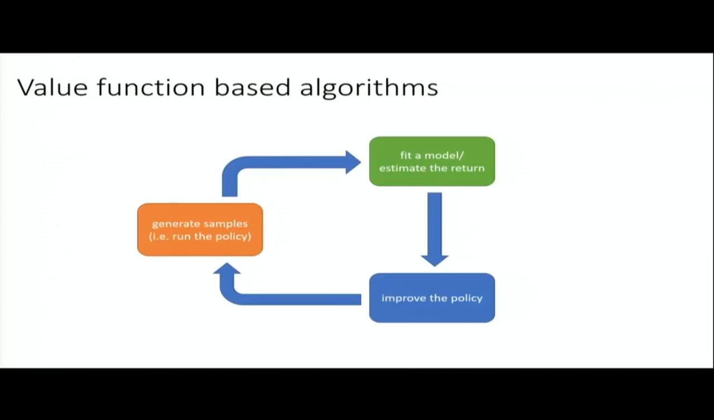Value function-based algorithms fit a value function or Q function. And pure value function-based algorithms don't actually have an explicit policy. So in this box where they improve the policy, they just set the policy to be some function of the Q function or value function. A very common one is to just take the action that maximizes the Q function. And we'll learn about those as well.